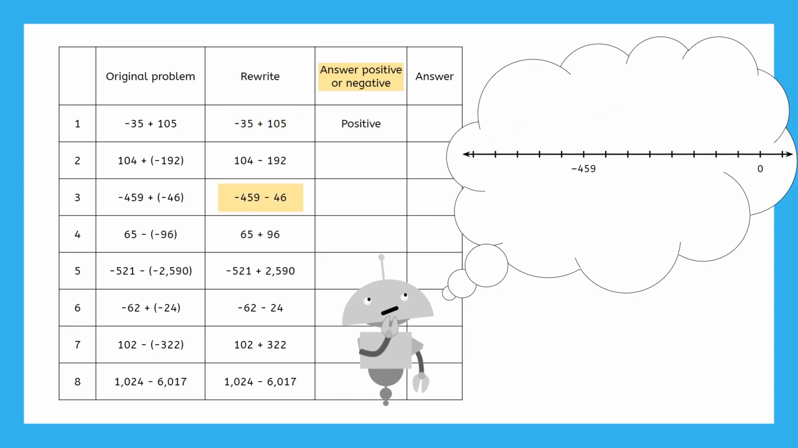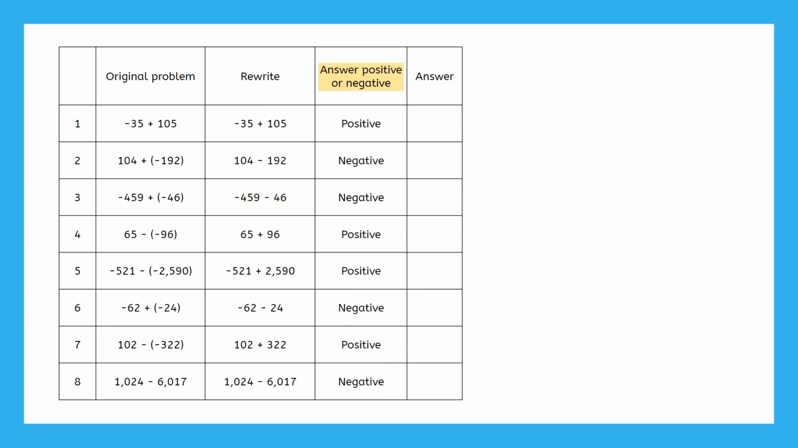What about negative 459 minus 46? Well, starting at negative 459 and then moving to the left 46 more will certainly leave us in the negative numbers. Pause the video now and try the rest on your own. Great job. How was your number sense?